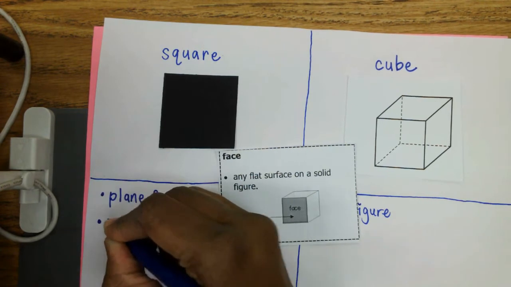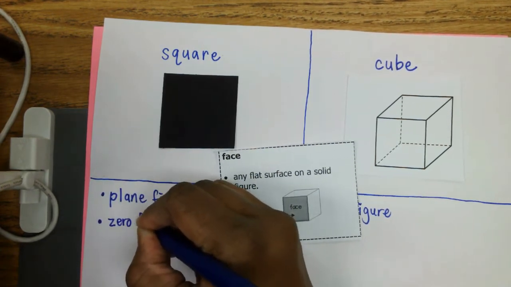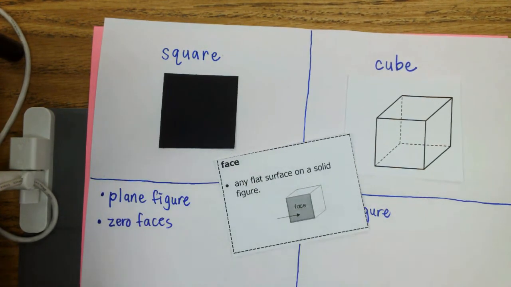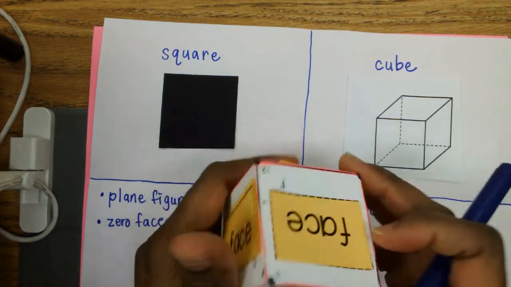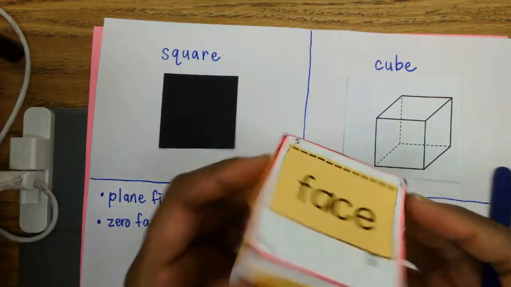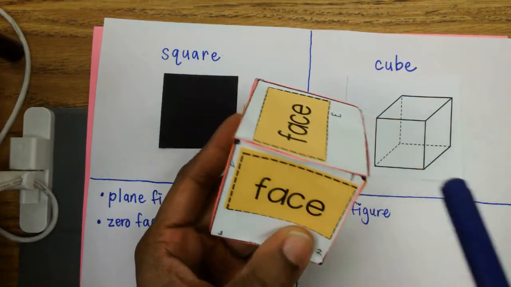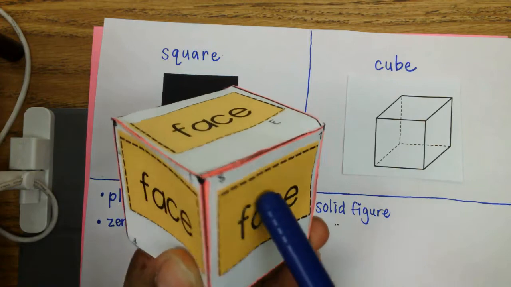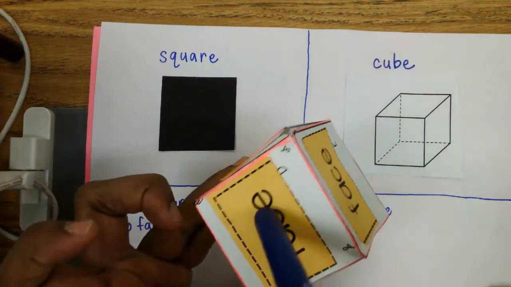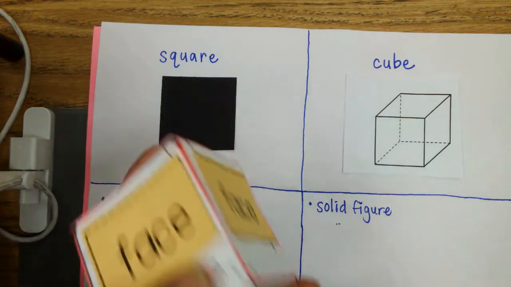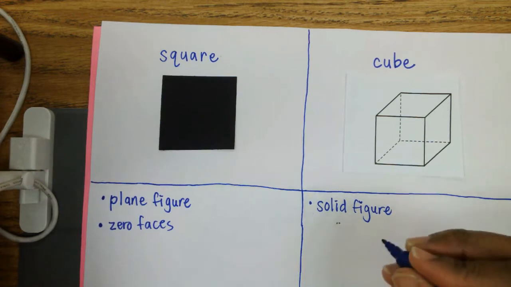So we can say 0 faces for the square. And then let's find our reference point. There it is. Let's count: 1, 2, 3, 4, 5, 6 faces.